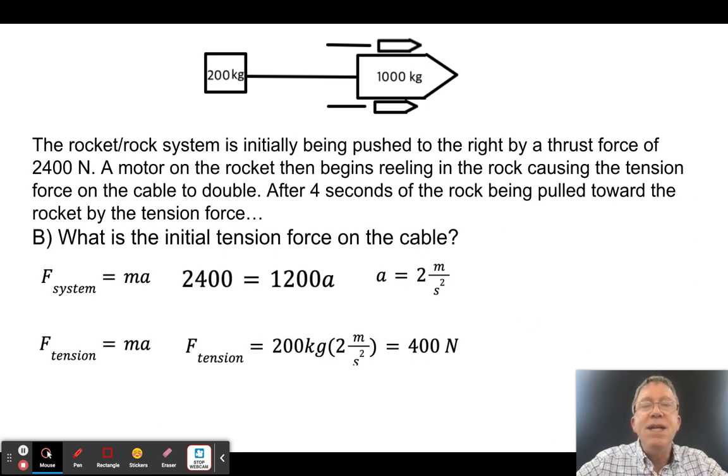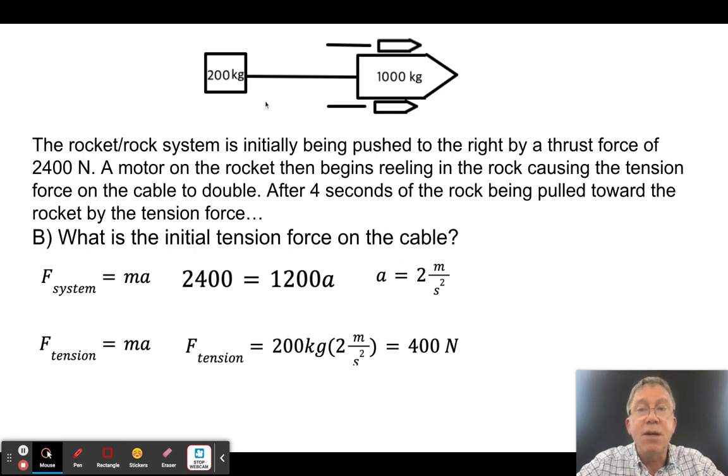What is the initial tension force on the cable? Before I started reeling it in, this is basically not a momentum problem. This is just a force problem. So this object has one force acting on it, a tension force. It has a mass of 200 kilograms. The first thing I've got to do is figure out the acceleration of the system. Remember doing this back in our third unit? I have a total mass of 1,200 kilograms and a force of 2,400 newtons. So if I say F equals ma, I find that a is 2 meters per second squared.